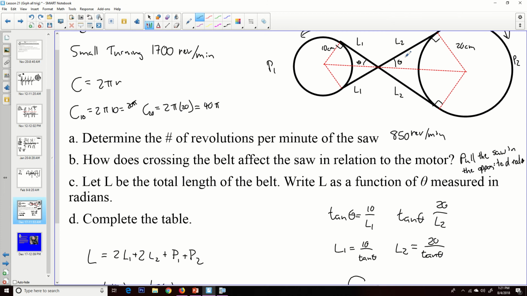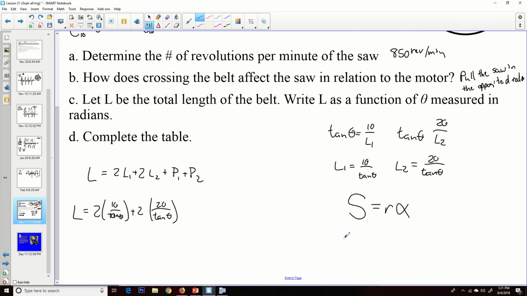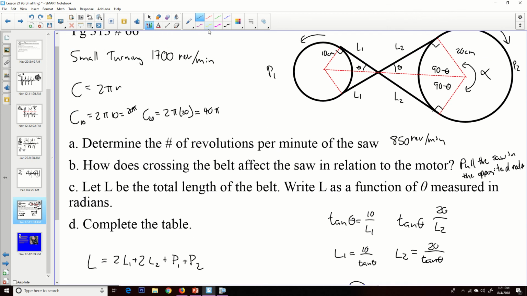And so if this is theta here, and this one's 90, then this one will be 90 minus theta, and this one will be 90 minus theta, and then this angle here will be this lowercase alpha. So before I can do that, talking in terms of radians, did I do it? I didn't do it in terms of radians. Let's change that to terms of radians.